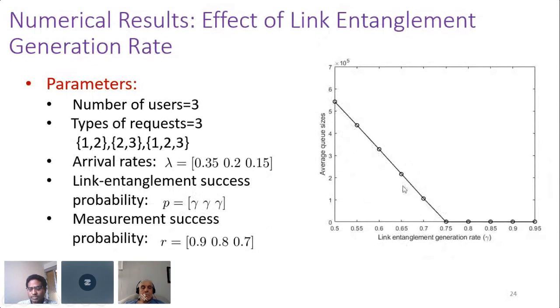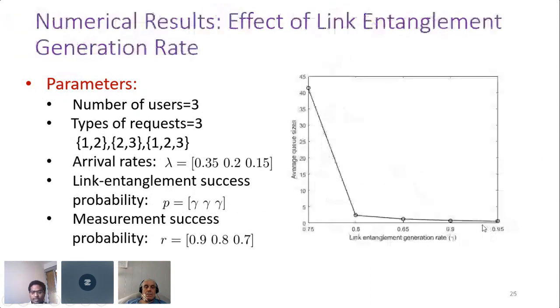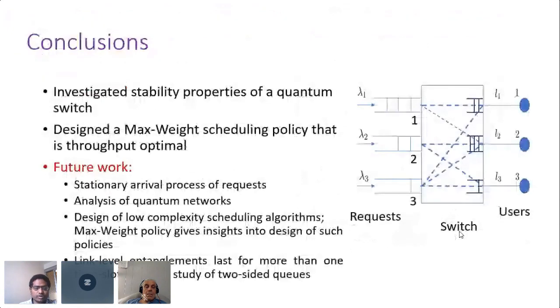Now, as gamma increases, and since there are enough primary entanglements to process the requests, the average queue size becomes finite. So there is a threshold point, 0.75, after which the switch becomes stable. If you look at the case where the switch is stable, that is when gamma is greater than 0.75, as gamma increases, the average queue size decreases. This is expected because as we have more and more primary entanglements, we will be able to process the requests at a higher rate.